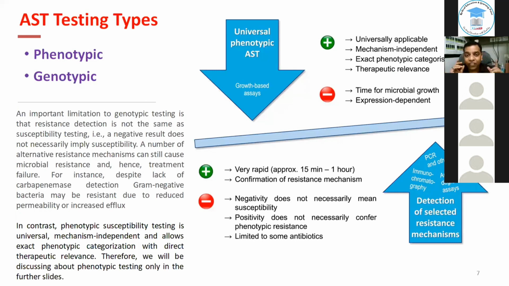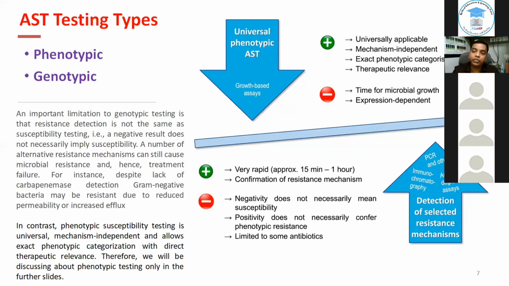It helps in exact phenotypic categorization, and it has therapeutic relevance. However, the phenotypic method requires more time, 18 to 24 hours for the bacteria to grow, and it is expression dependent. That is, even if OXA48 or any drug resistance genes are present, only if they are expressed do we get the results on the phenotypic test. Otherwise, we don't.